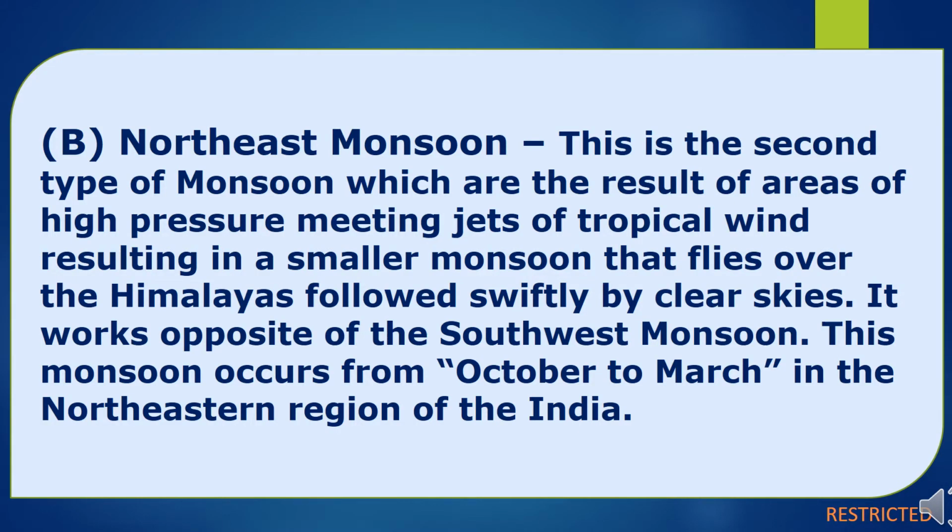Next monsoon season is the northeast monsoon. This is the second type of monsoon, which is the result of areas of high pressure meeting jets of tropical wind, resulting in a smaller monsoon that flies over the Himalayas, followed swiftly by clear skies. It works opposite of the southwest monsoon. This monsoon occurs from October to March in the northeast regions of India.